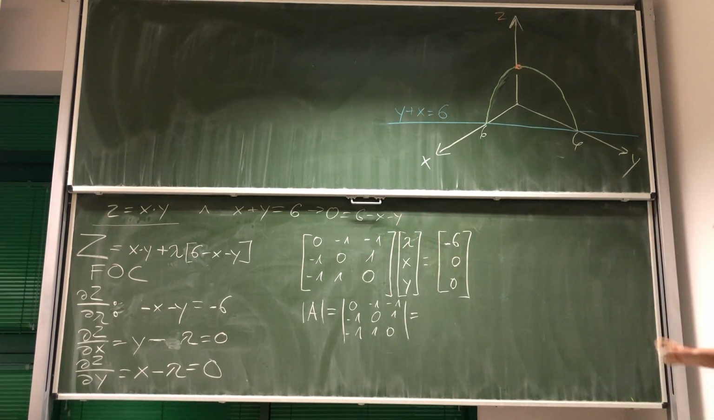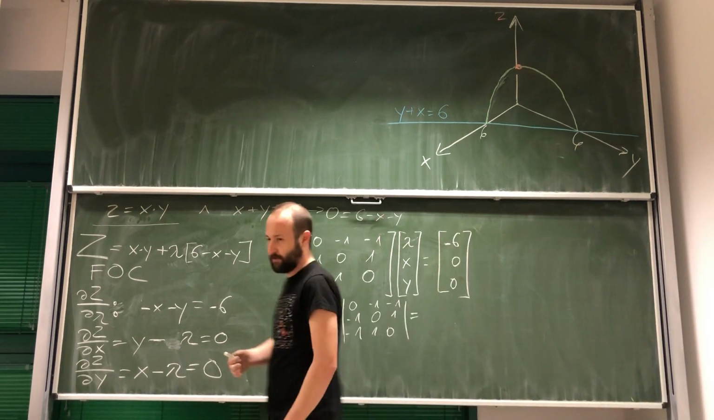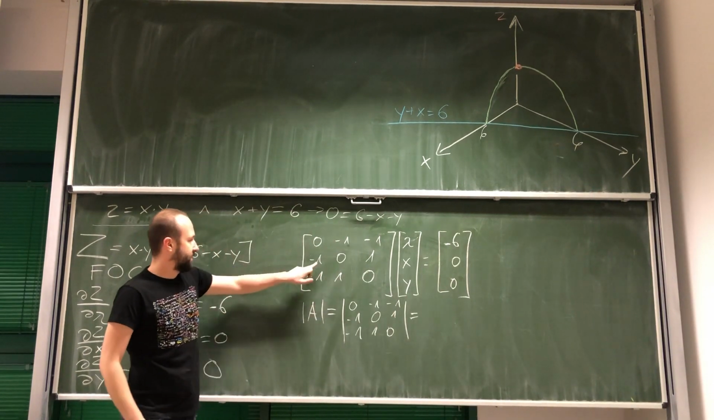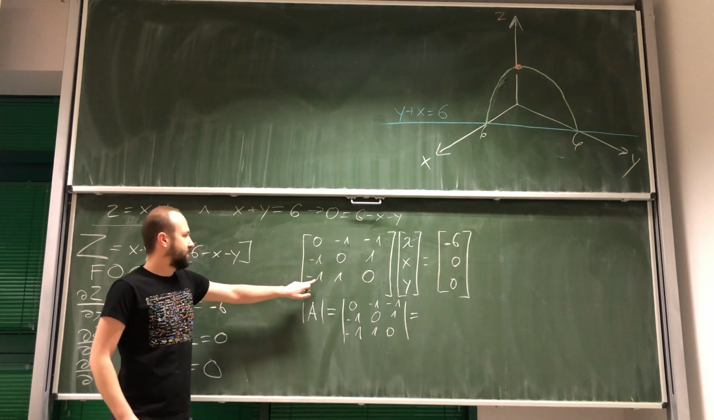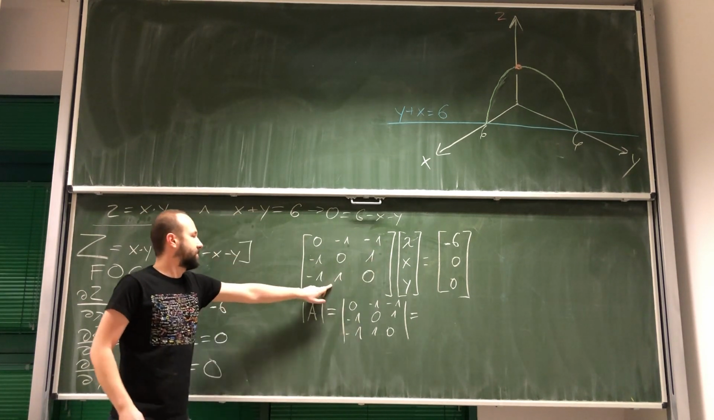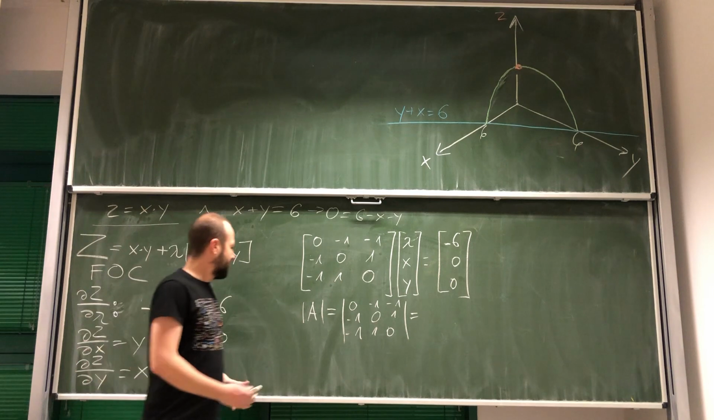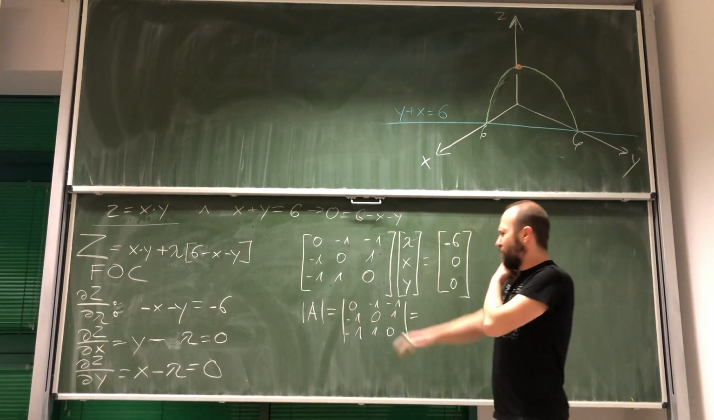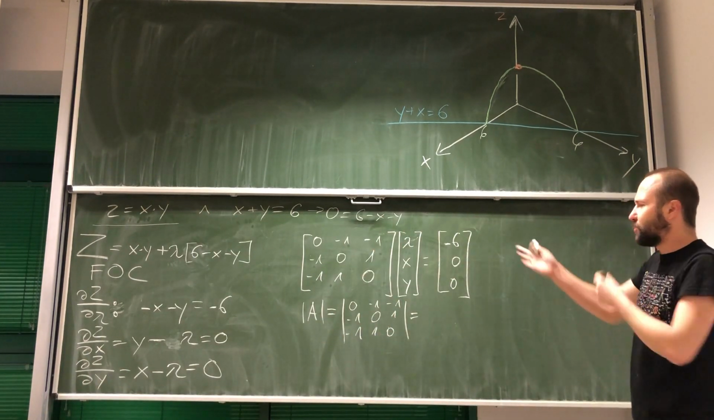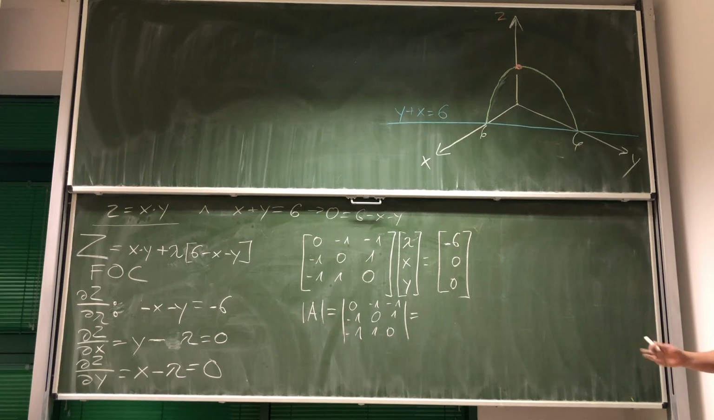Now, again, this determinant looks suspiciously symmetric. What do I mean by that? Look, those two elements are the same. Those two elements are the same. Those two elements are the same. Right? Huh. So maybe this will be equal to a bordered Hessian.